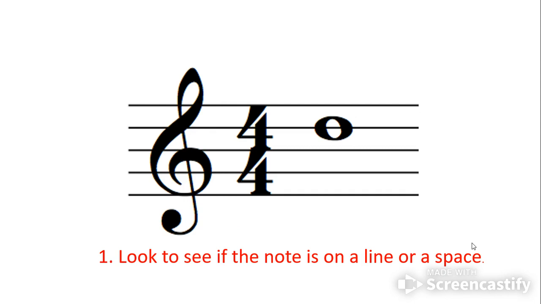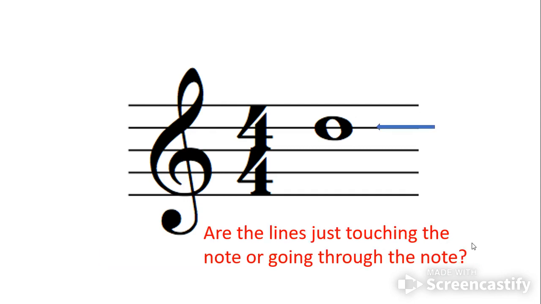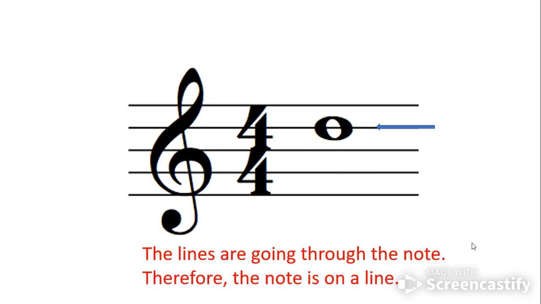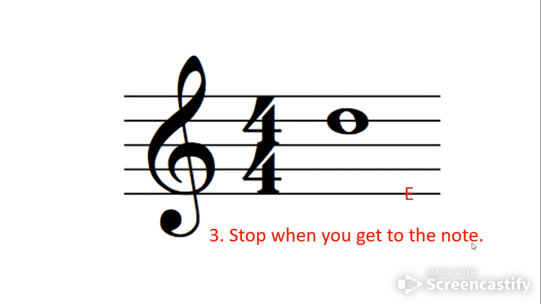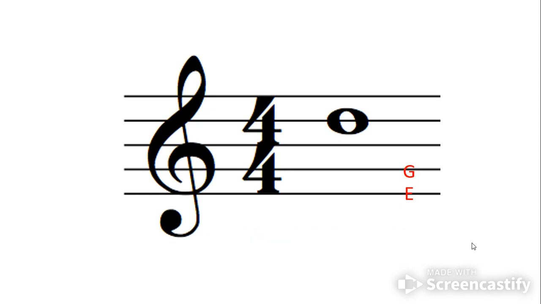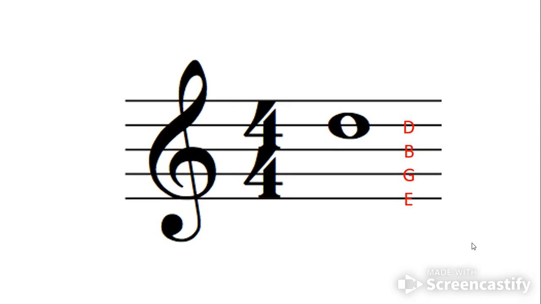Look to see if the note is on a line or on a space. Are the lines just touching the note or are they going through the note? Look carefully. That line is going through the note, which means that it is on a line. So which trick do you need to use? Empty Garbage Before Dad Flips, right? So we stop when we get to the note. We start with E, G, B, D. We landed on D. Therefore, the note is D.